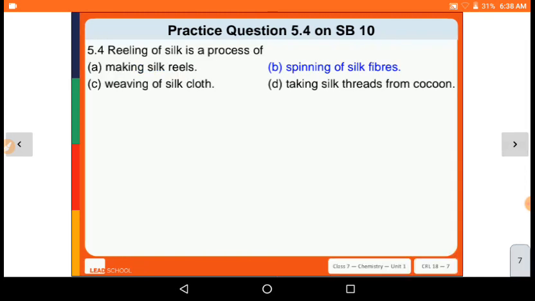5.4 Reeling of silk is the process of spinning of silk fibers. When silk is removed from the cocoons after boiling in water, that is reeling, the spinning of silk fibers.